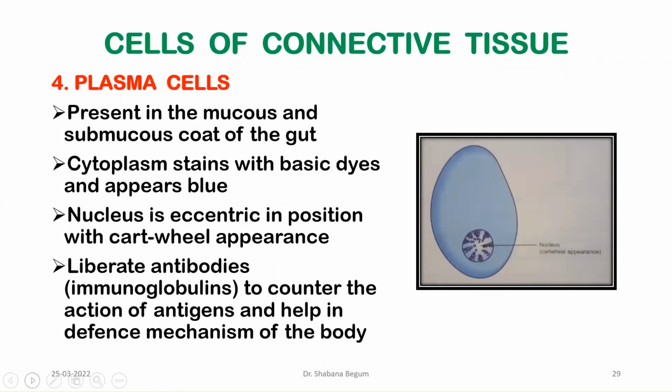Next is the plasma cells. Now, the plasma cells play a very important role in the defense mechanism of the body, and they are present in the mucus and the submucous coat of the gut. The cytoplasm stains blue, and the nucleus is very important. It has a cartwheel appearance, and the plasma cells secrete antibodies to counter the action of antigens.